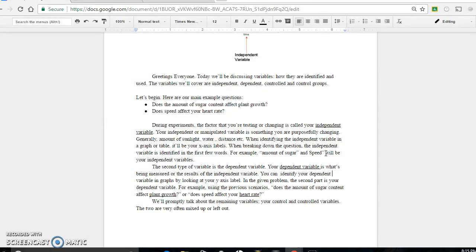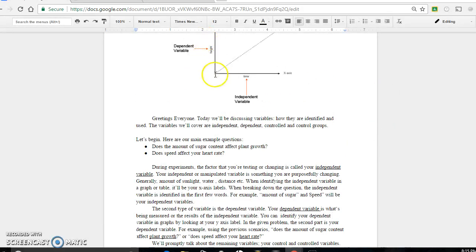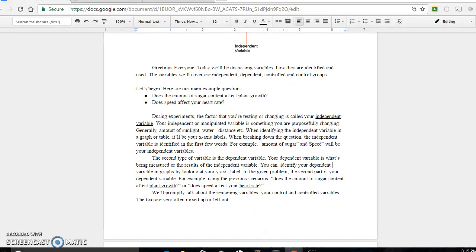So your second type of variable is your dependent variable. Your dependent variable is something that must be able to be measured, and it is your results of your independent variable. You can identify your dependent variable in graphs by looking at your y-axis label. So as you see right here, and in our problems, your first dependent variable is the plant growth.